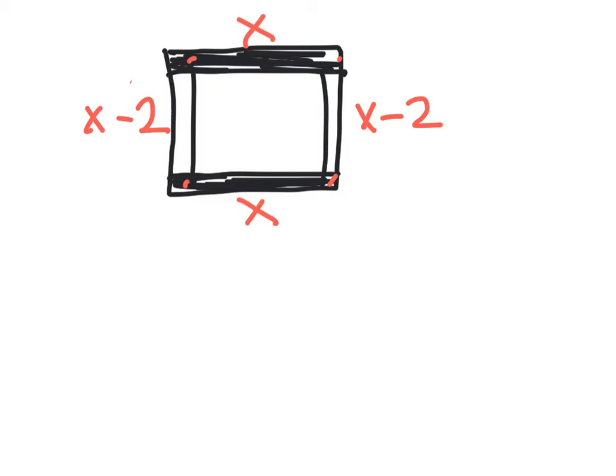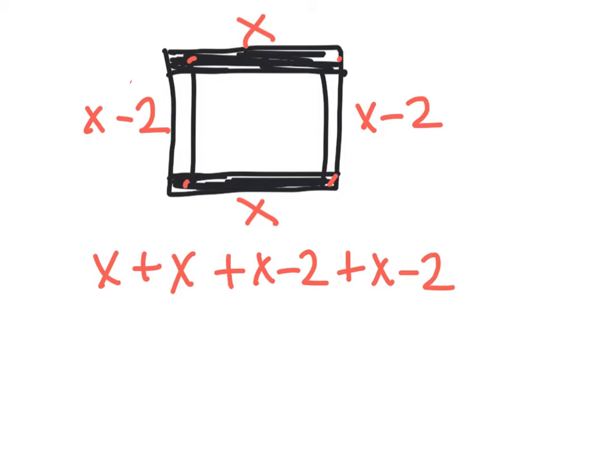All right, so we can write this as an expression by just adding up all the sides. So if I have x plus x for the top and bottom, plus x minus 2, plus x minus 2, this would then give me an algebraic expression for a square of any size. And I could figure out how many tiles there are. Now, of course, this expression is not simplified. We can simplify this expression by combining the numbers and the terms together.